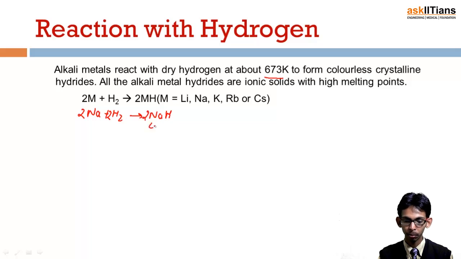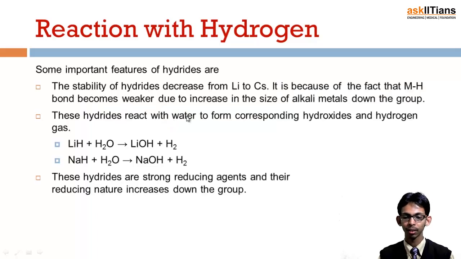Similarly, lithium would form LiH. These are alkali metal hydrides, which are formed when alkali metals are reacted with hydrogen. There are some special features of hydrides, and the first is that the stability of hydrides decreases down the group from lithium to cesium.